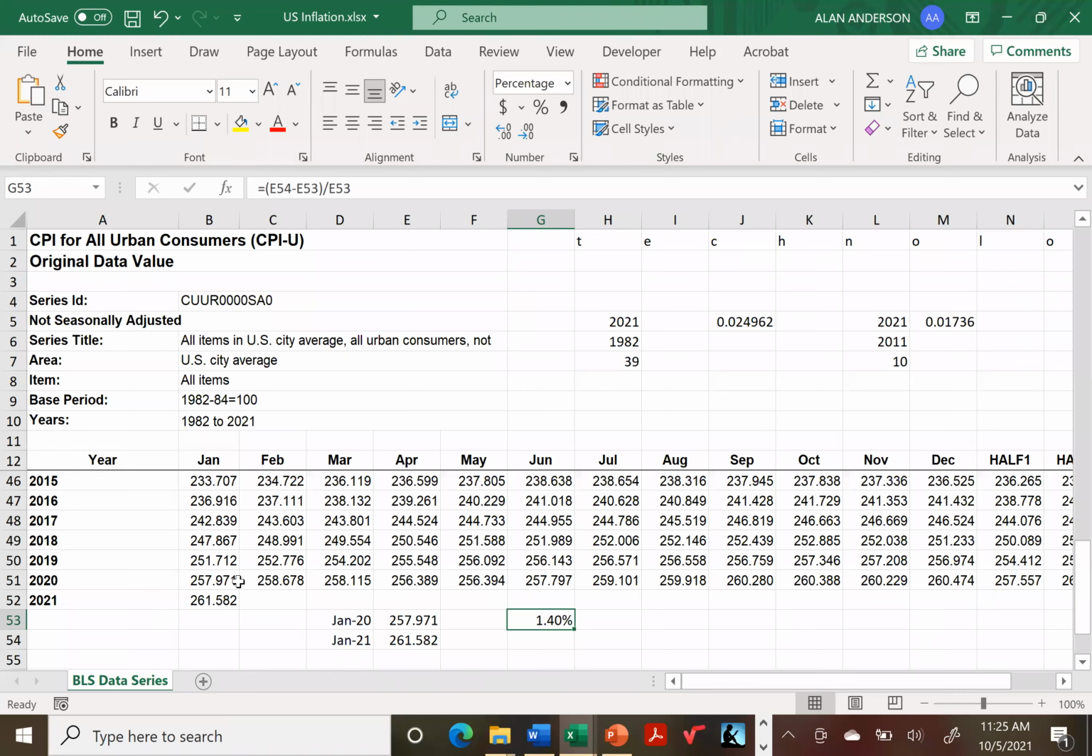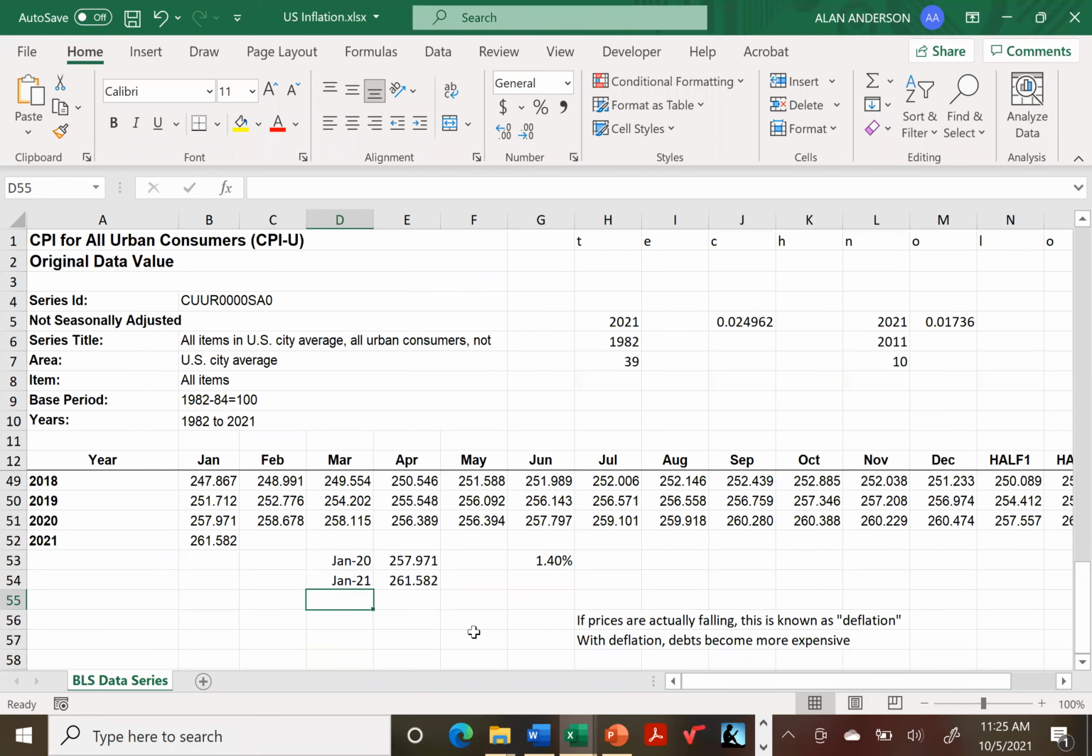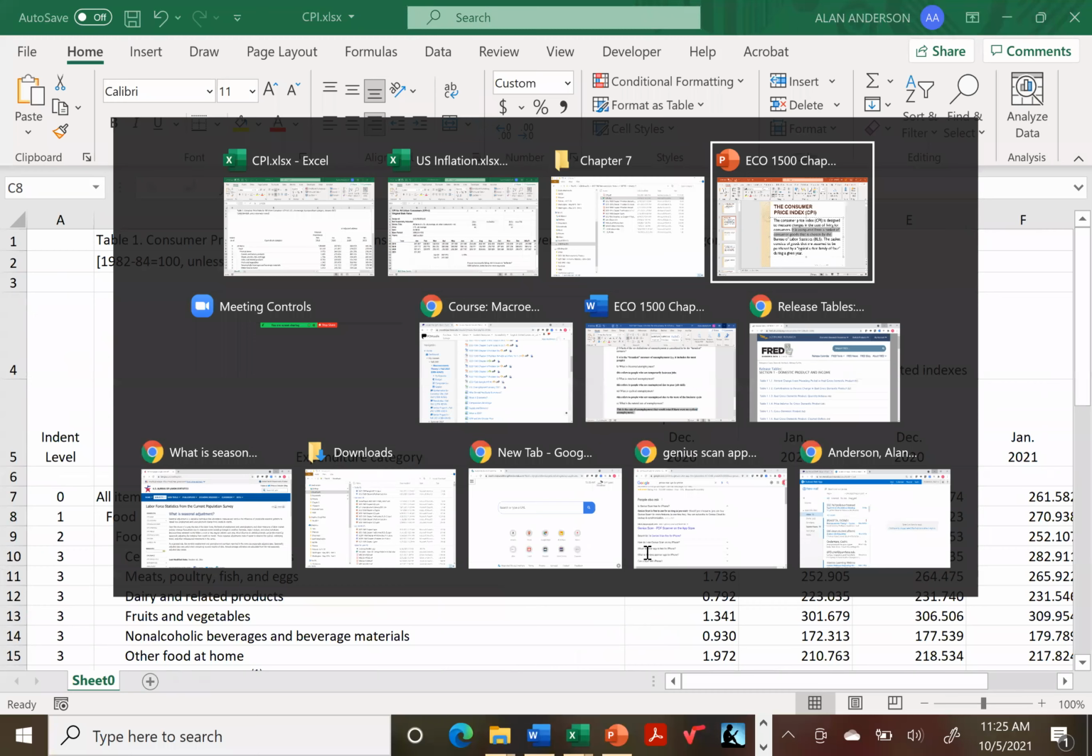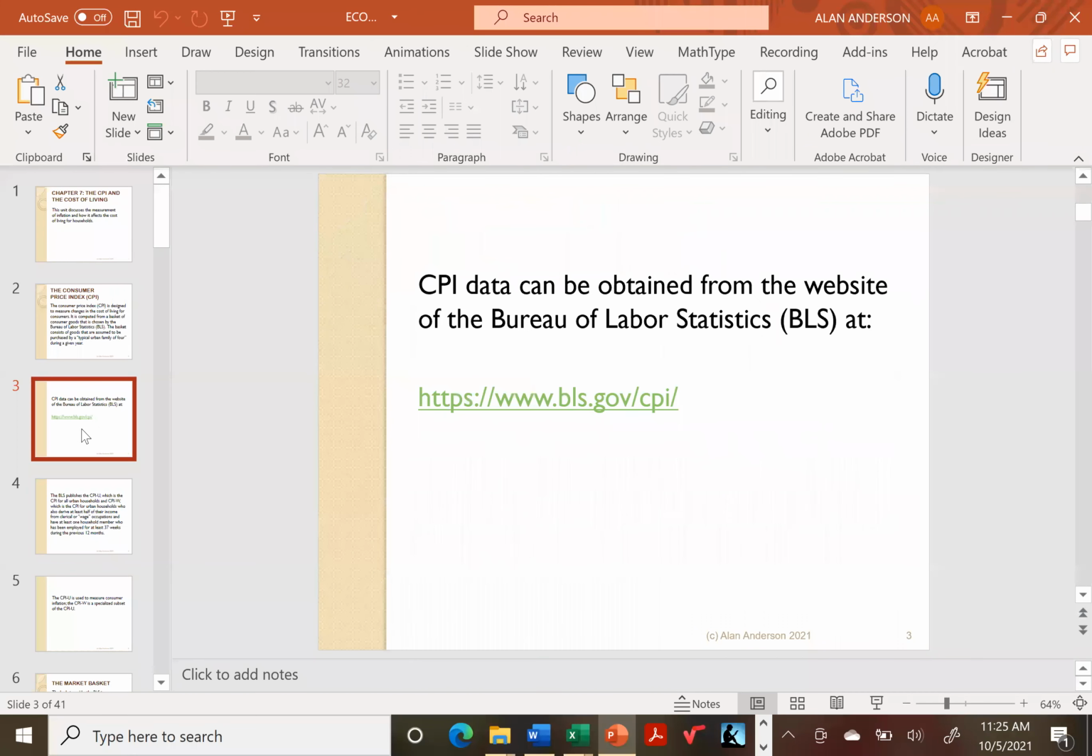Now, we don't know what it'll be this year, but you can calculate it by finding the number for January 22 and calculating the percentage change compared to January 21. Okay. So that's our brief look at how CPI is calculated. And so now you have a sense of what's going on with the CPI. And if you want to look up these numbers, they're right here.